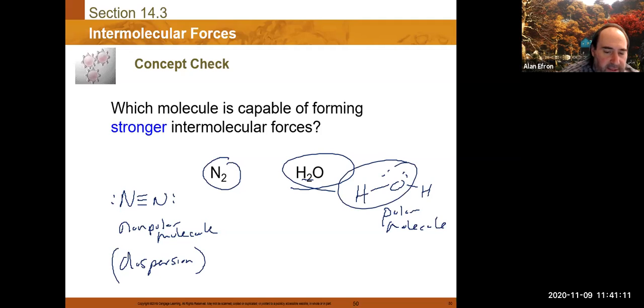Also has a bond between hydrogen and oxygen, which means it can hydrogen bond. And again, between these two things, the water and the hydrogen bonding is a much stronger intermolecular force. So we would expect it to have the stronger intermolecular force. We also would expect it to have the higher boiling point and melting point. Any questions on that one?